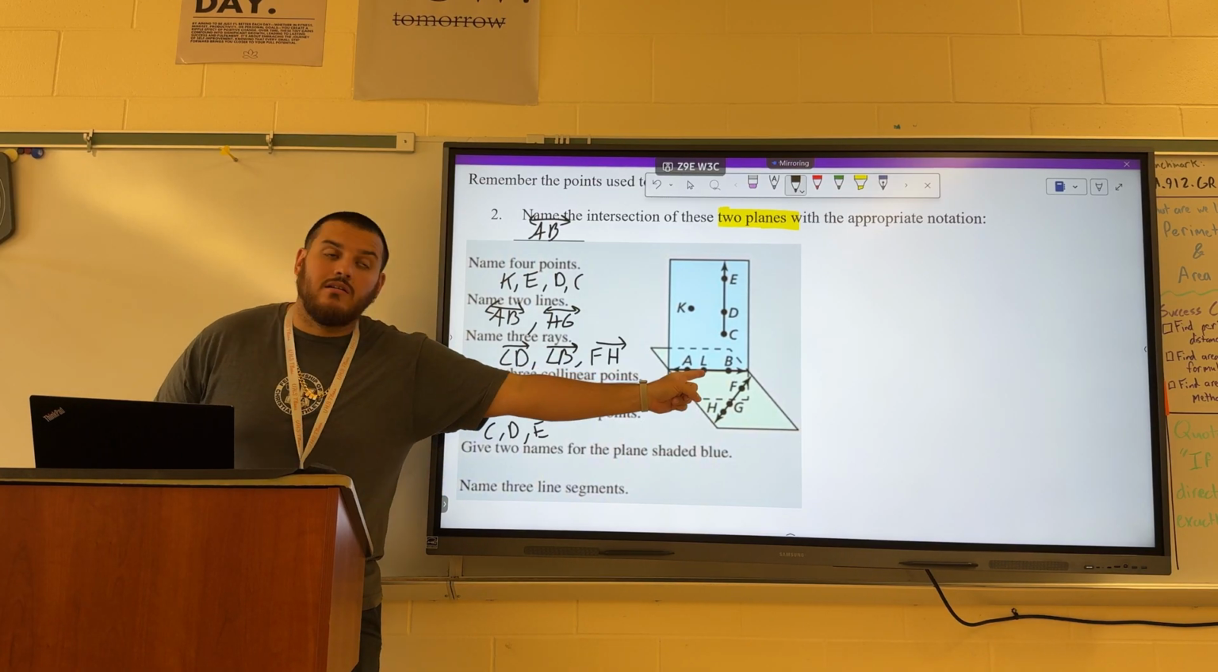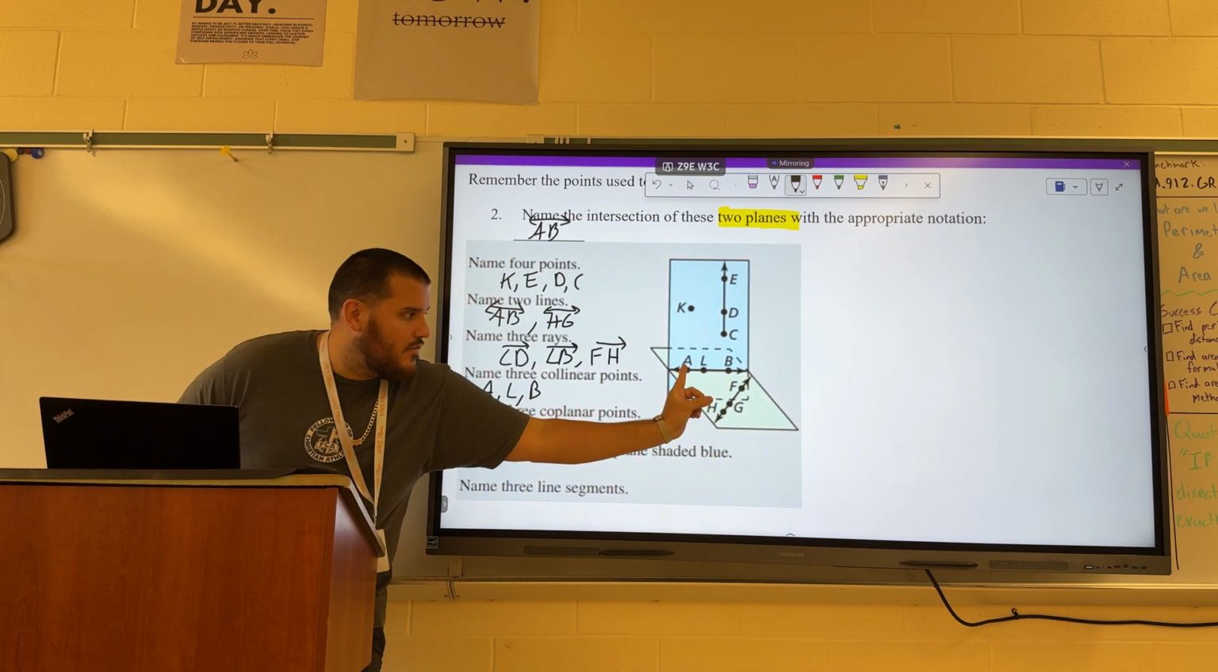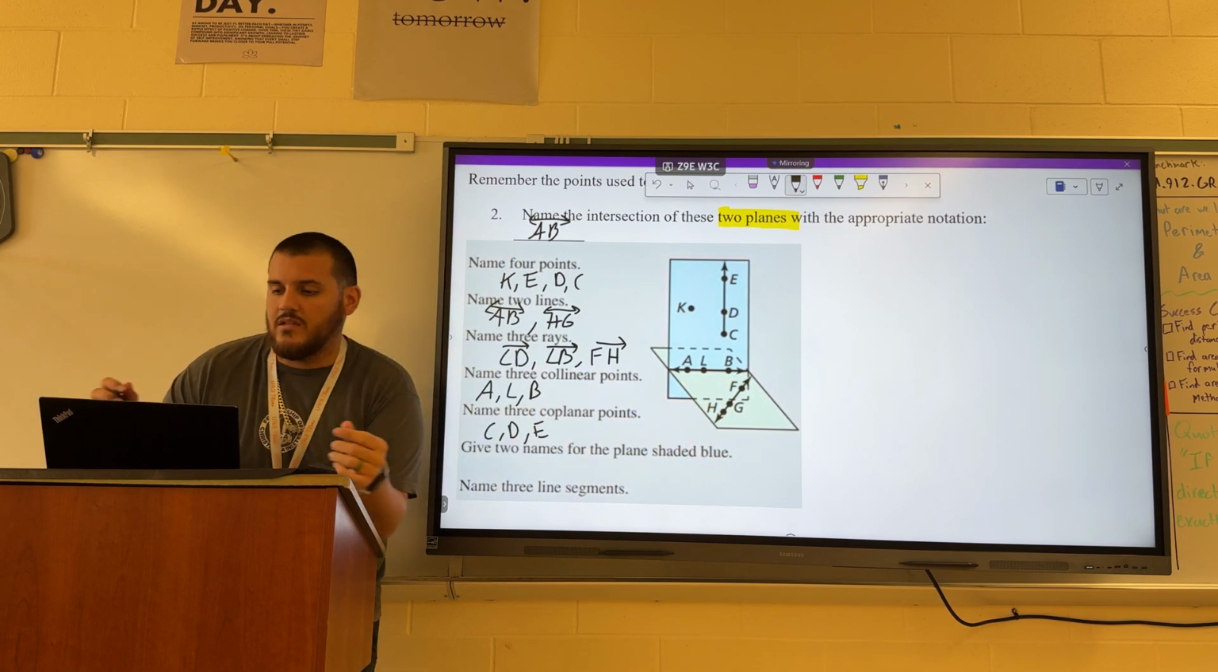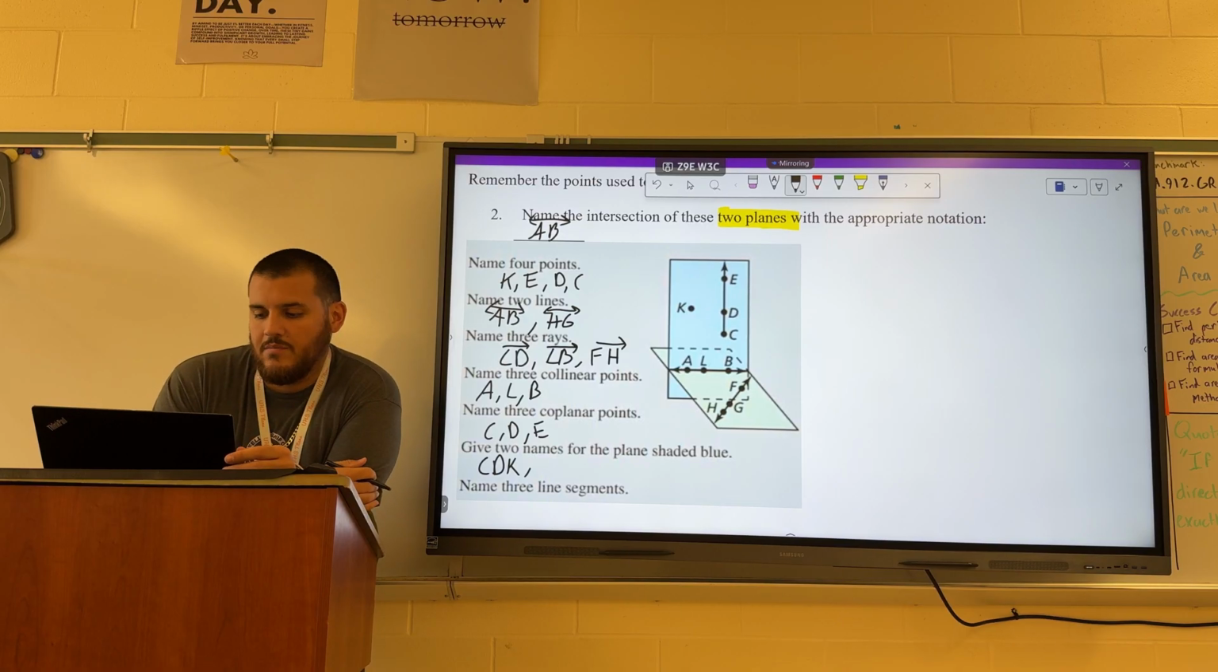So I cannot call this plane CDE. Right, so I'm gonna have to use K, or even I can involve A, L, and B because those are technically on this plane as well. So an appropriate name here could be CDK. That'd be a good name for this plane.